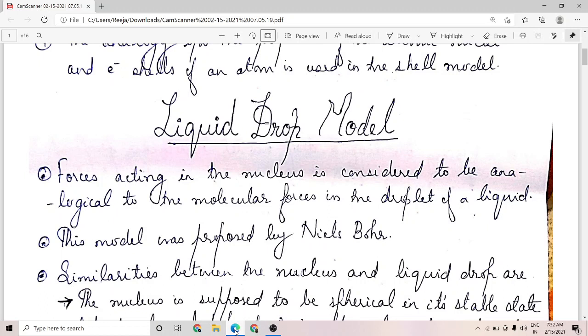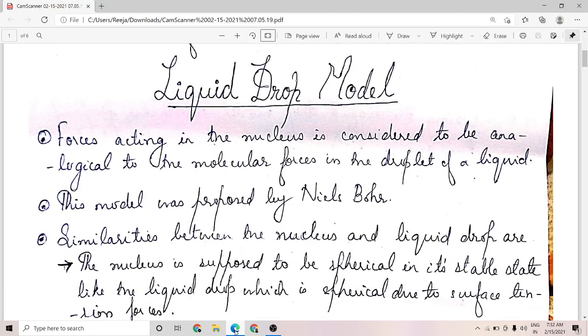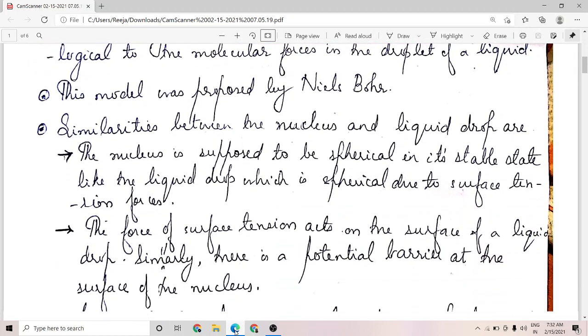So let us see what the similarities are between the nucleus and the liquid drop. The nucleus is supposed to be spherical in its stable state, just like a liquid drop which is spherical due to surface tension forces. So both are considered to be spherical in their stable states. Now, a force of surface tension acts on the surface of the liquid drop. Similarly, there is a potential barrier acting on the surface of the nucleus.